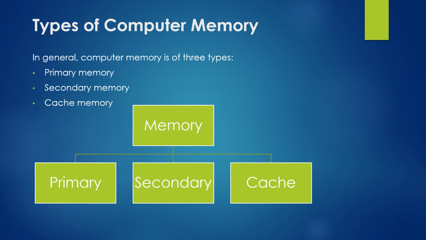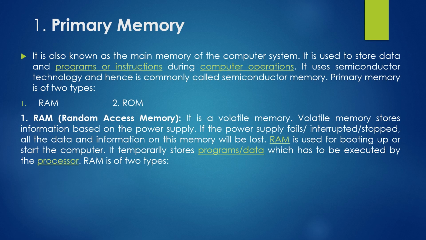Here you can see the types of computer memory: primary memory, secondary memory, and cache memory. The first type is primary memory, which plays the vital role. It is also known as the main memory of the computer system. It is used to store data and programs or instructions during computer operation. It uses semiconductor technology and hence is commonly called semiconductor memory.